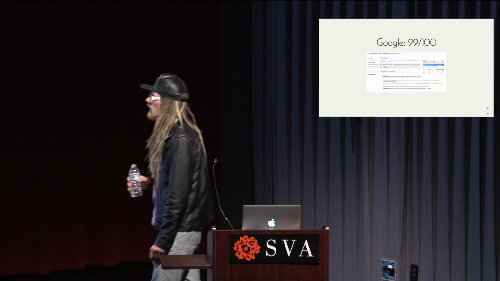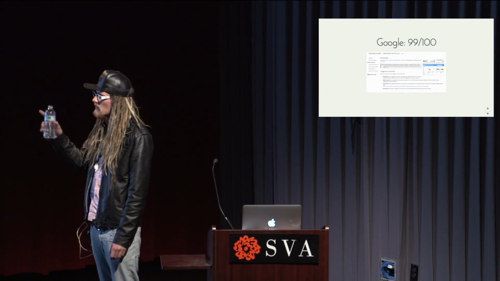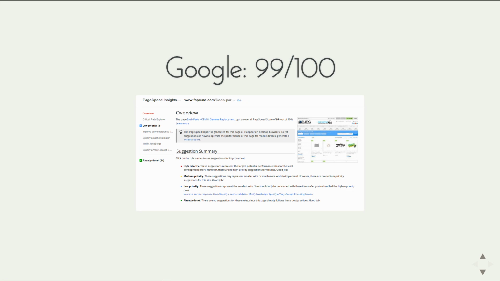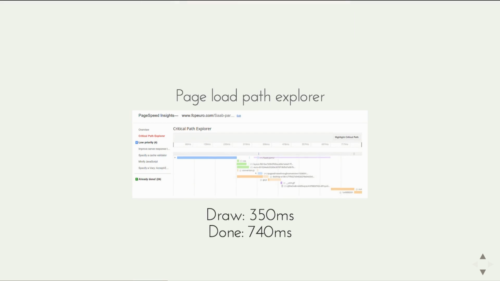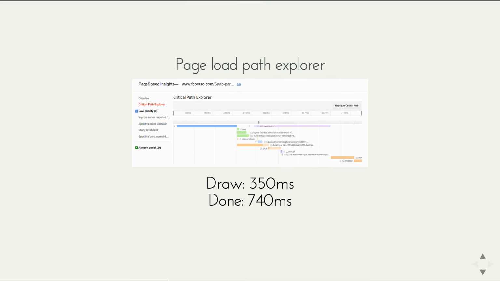Then we went to Google, and this is a little dated. The tool is now a lot more sophisticated and provides a lot more suggestions, but at the time, Google gave us a 99 out of 100 and only had 4 low-priority suggestions on the left. Amazing tool. Again, if you're going to do anything, please use this tool. It is awesome.